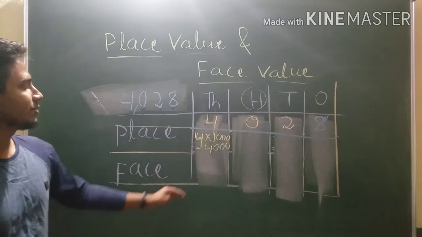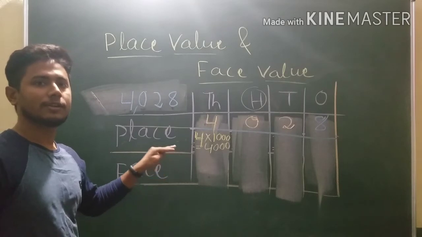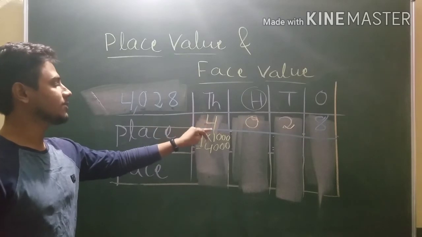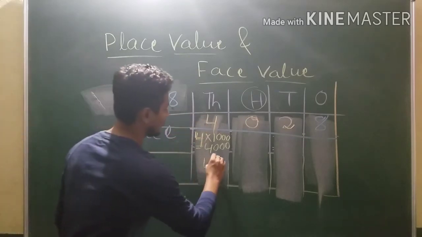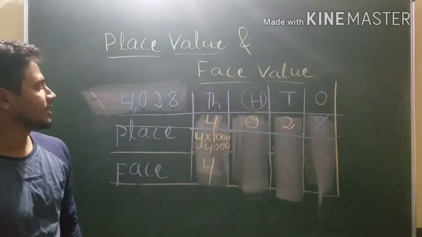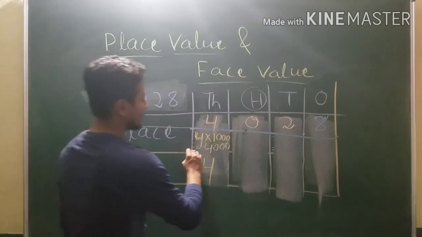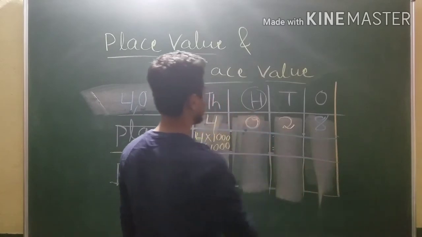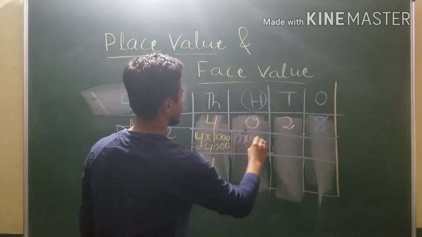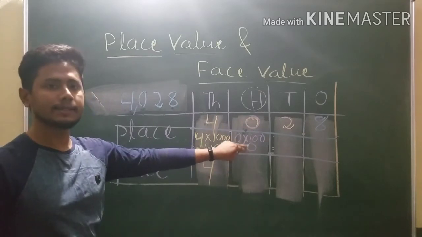Understood? Now move to face value. I already told you the face value does not change, it remains exactly same. So what is the face value of 4? It remains same, that is 4 only. Now move to 100 place, means we have to find now the place value of 0. When you find a number 0, it remains same, means if you multiply 0 with 100, then you get 0 only. So no need to multiply, directly write 0.